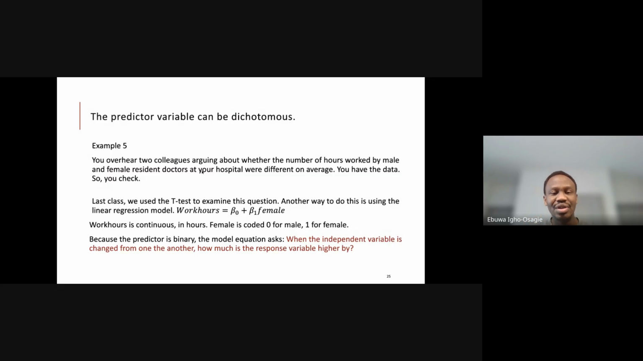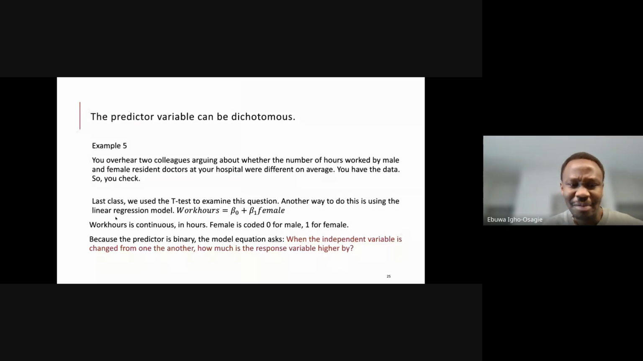Okay, so let's look at this example. You overhear 2 colleagues arguing about whether the number of hours worked by male and female residents at your hospital were different on average. So you see, this is a dichotomous variable, because you are either sex at birth assigned male or sex at birth assigned female, or you're either male or female in terms of sex.